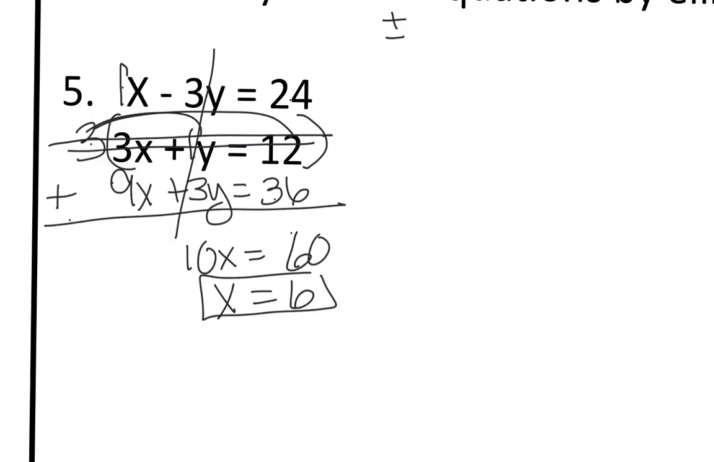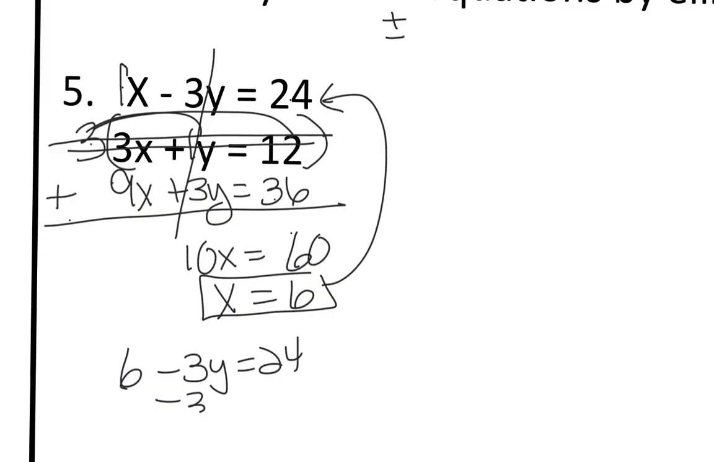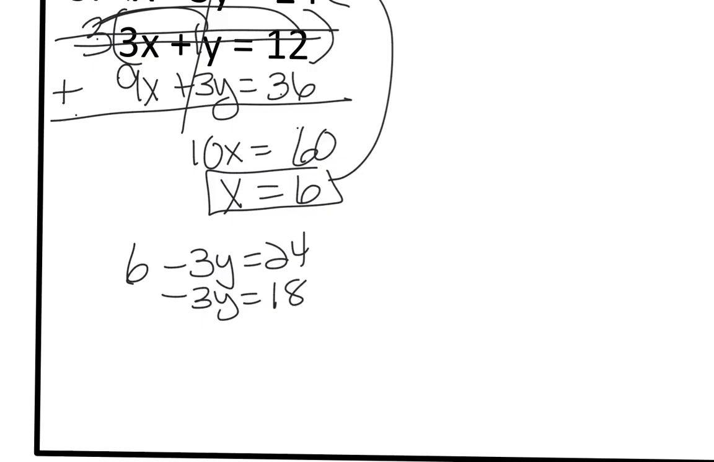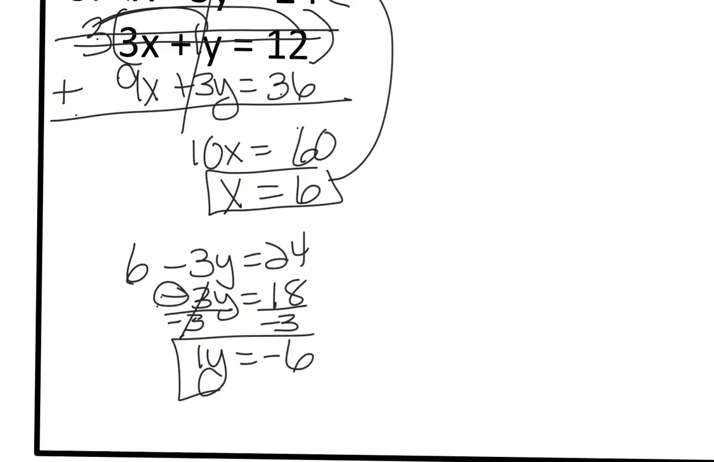Okay, halfway there. So take this and just substitute it in. Substitute x with 6, minus 3y equals 24. So we're going to subtract 6. So that leaves me with 18. And then I'm going to divide by, remember to carry that sign, divide by negative 3. Negative 3 divided by negative 3 is 1y. And then 18 divided by negative 3 is negative 6. So my solution is the ordered pair 6, negative 6.